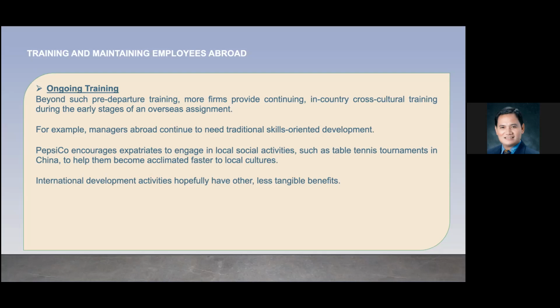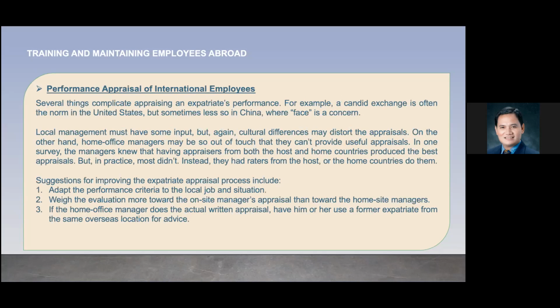And international development activities hopefully have other less tangible benefits. Like, for example, rotating assignments can help managers form bonds with their colleagues around the world. This can help the managers form the informal networks they need to make cross-border decisions more expeditiously. Now let us discuss the performance appraisal of international employees.